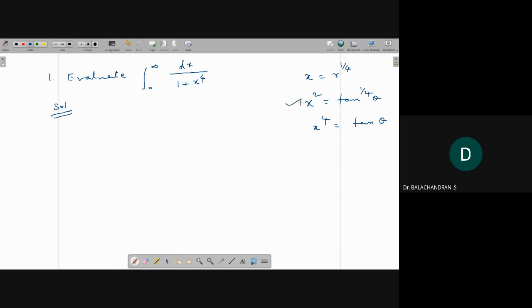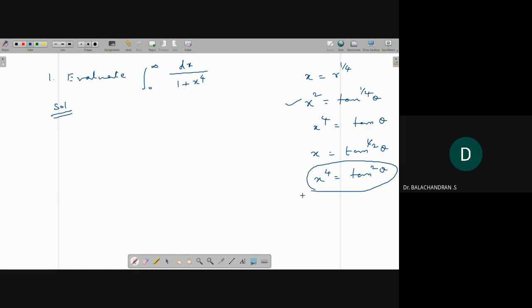Is it correct? You are telling this one? No, sir. x is equal to tan power 1 by 2 theta, sir. I think that is what Rahul also told. Is it correct, Rahul? Yes, sir, the same thing. I think both of them are coming very close to the answer. You are right. So now what is x power 4? tan square theta.